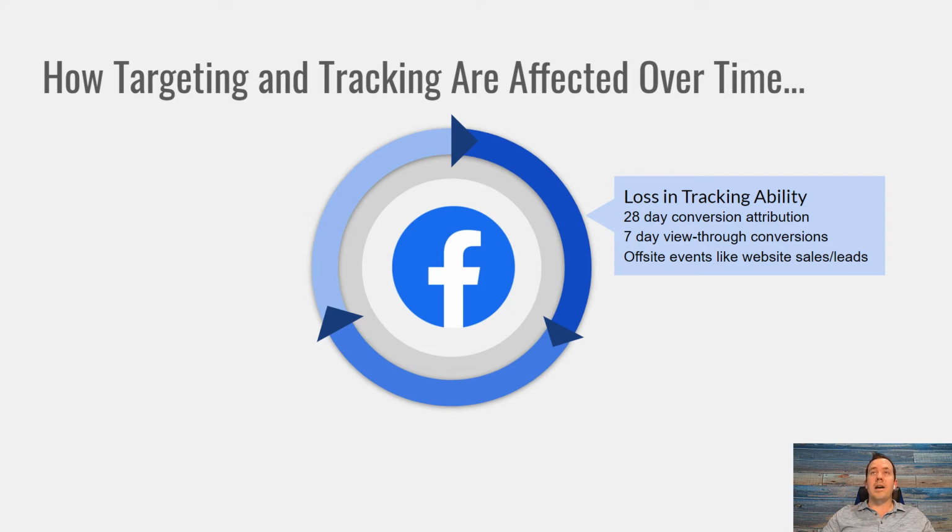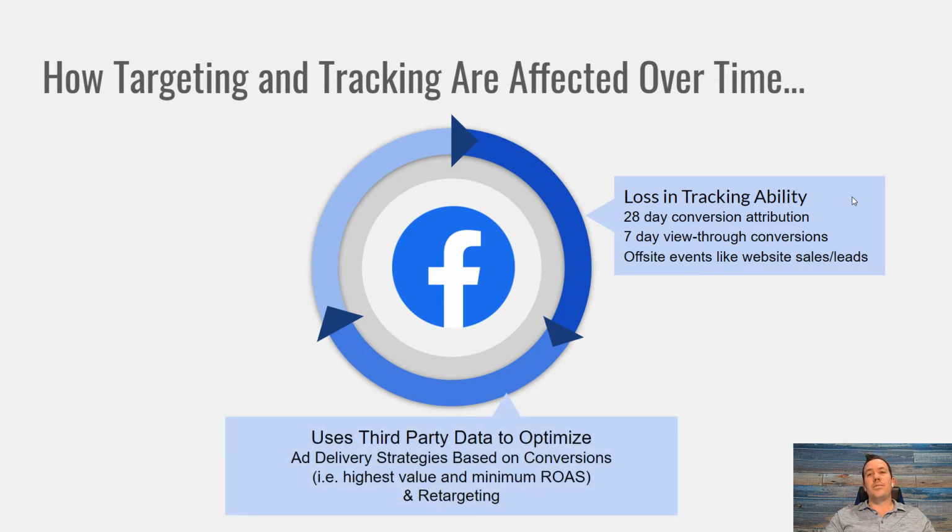So, okay, we're not going to see as much data in the campaigns. That sucks. But how does that also affect the campaigns? Well, this data isn't just the stuff that's reported out in Facebook. It's also information and data that's used in bidding. So Facebook uses third-party data to optimize campaigns and ads. And one of the things that it does is it uses ad delivery strategies that are based on conversions, particularly the ones that are set to highest value and minimum ROAS. And what happens if you mess with any of these metrics is it just throws the algorithm off.